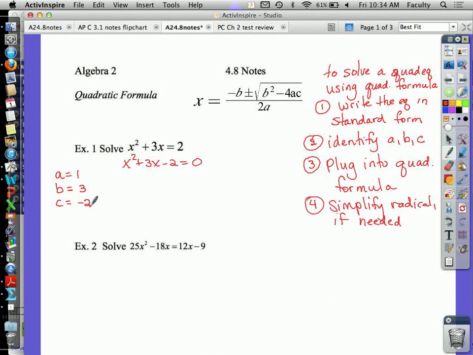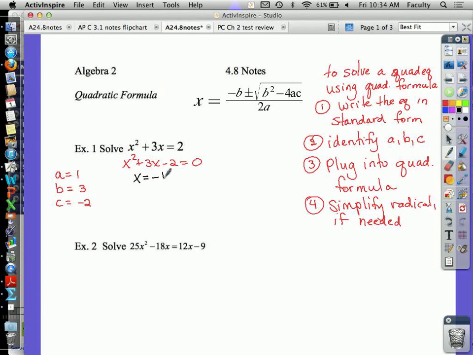Sometimes I'll have a student say, well, isn't it 0? There's no number. What would happen if it were 0x squared? There wouldn't be an x squared. You're absolutely right. If it were 0, 0 times x squared would be 0, and you wouldn't have the x squared. So that's why it isn't 0. All right, step 3, plug it into the quadratic formula. All right, here we go.